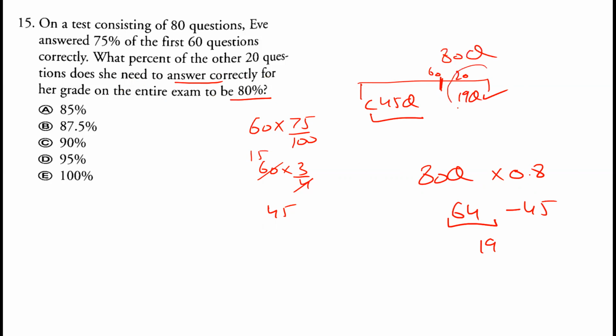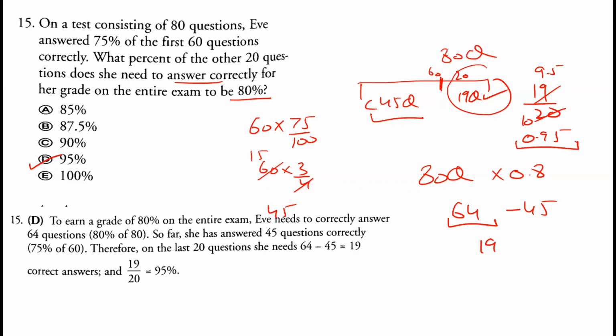So what is the percentage of this? So 19 divided by 20. Out of the 20 questions, you need to get 19 of them correct. So 19 divided by 20 is what? 20 divided by 2 is 10, 19 divided by 2 is 9.5. So 9.5 divided by 10 is 0.95, and 95% is basically 0.95. So we need to get 95% of the questions correct.